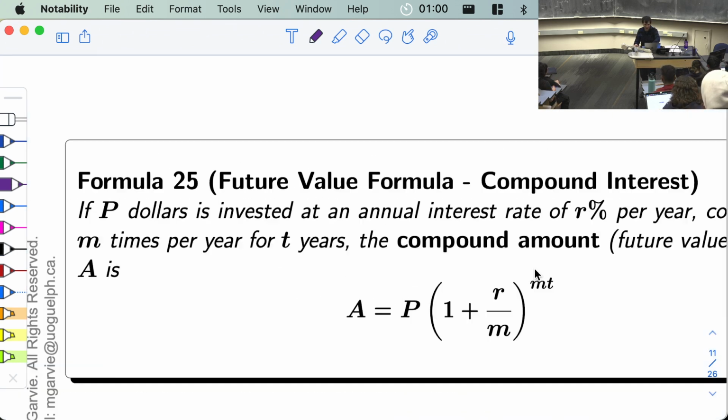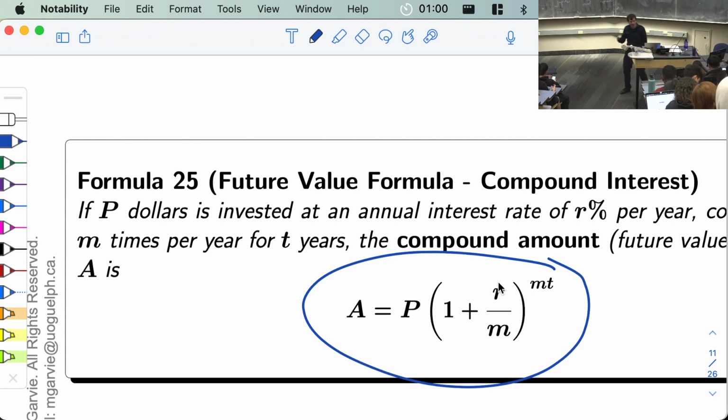So the final formula that we want to get to is this. I'll go back and fill in those other things next time, but this is the formula that you get. If you do it m times t times, you get 1 plus r over m to the power mt.